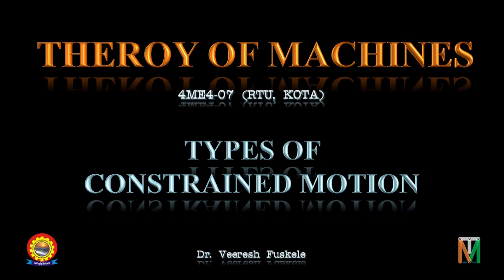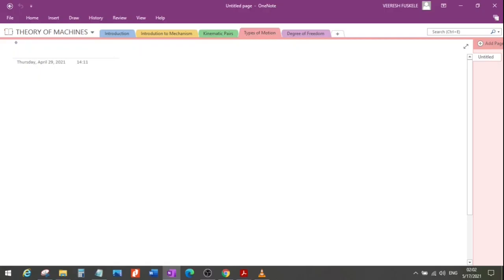Constraint motion means the motion which we can predict, or it is in a definite direction. So we defined the constraint motion also in the last class, that the motion in a definite direction, or the motion that can be predicted, or the motion in a single direction or in one direction is known as a constraint motion. Right? So today we are going to see what are the types of constraint motion.